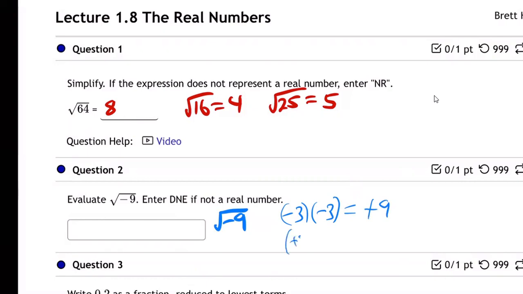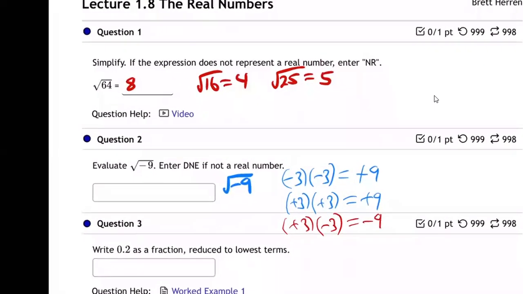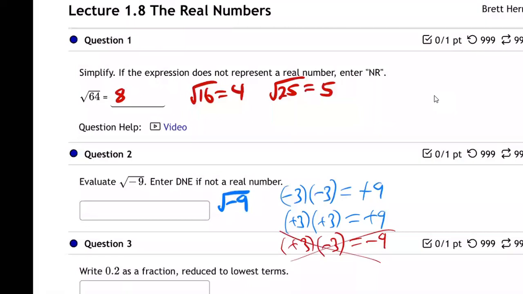And of course, we can't do 2 positive 3s because that would be +9 also. What we really need is like 1 positive and 1 negative, right? And that'll come out to be -9. But you can't do that. Why not? Because square root asks for the same number times itself, not the opposite, not +3 times its opposite, -3. We can't do that. So what's the answer then?